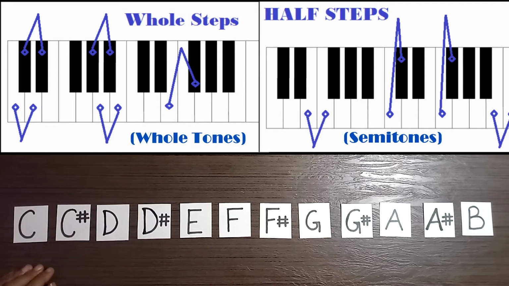In the other way, semitone or half step means proceeding to the immediate note. For example, if we start from E, the next half note or semitone will be F. Again, if we start from F, then the next half step or semitone will be F sharp. I hope that the concept of half step and whole step or semitone and tone is clear to you.